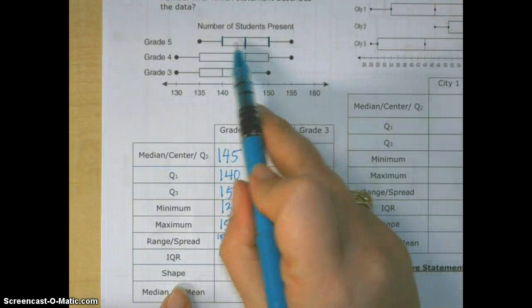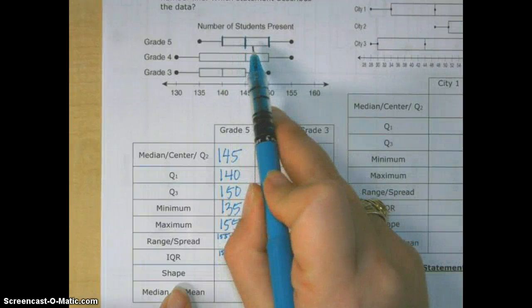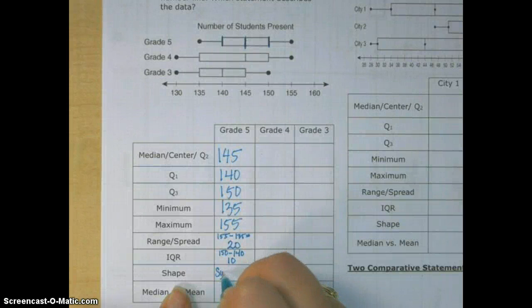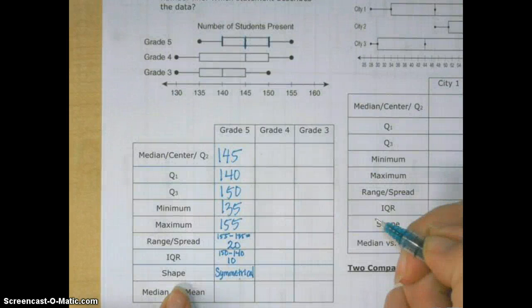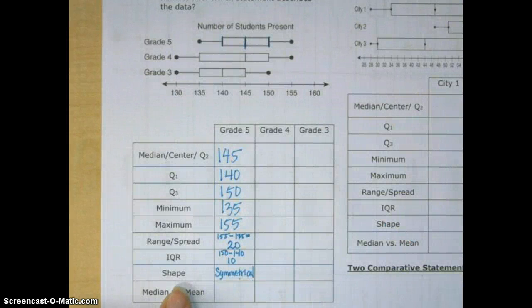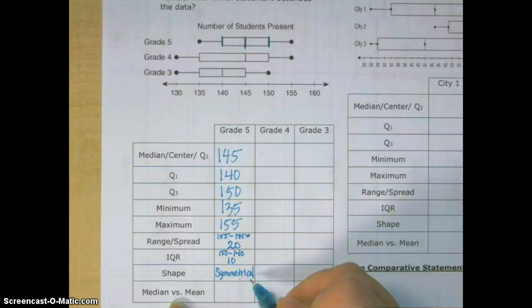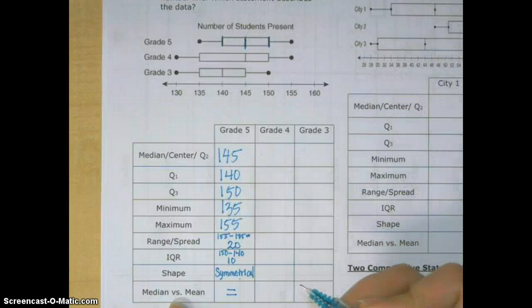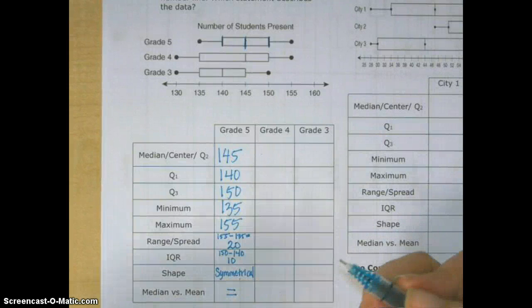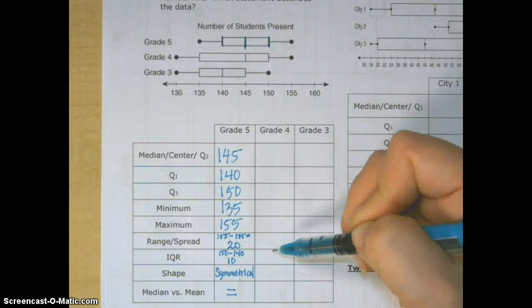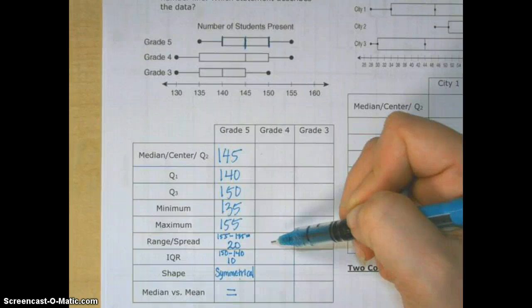Then it asks about the shape. Well, because it looks like both sides are fairly even, we're going to say that they are symmetrical. And remember, symmetrical just means they look fairly even, pretty close. Now, how does the median compare to the mean? Well, if they are symmetrical, the median and mean are about equal. Okay, so what I want you to do now is pause the video and do grade 4. So let me say that again. Pause the video now.